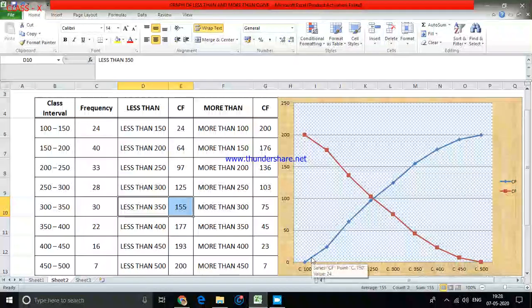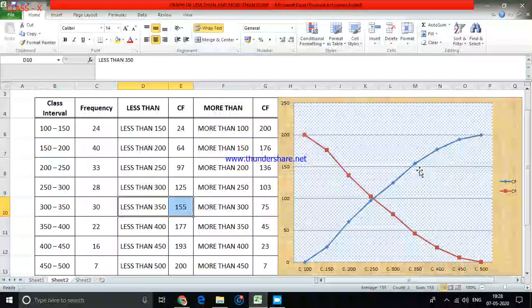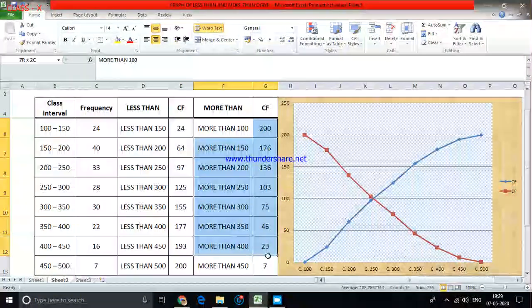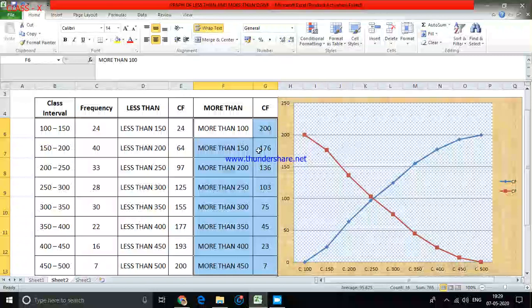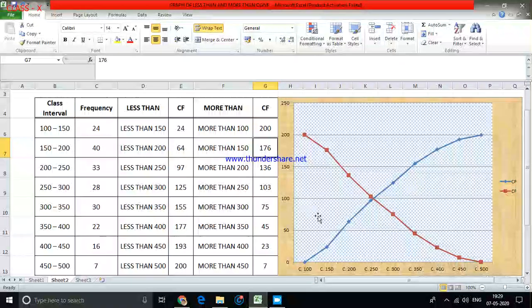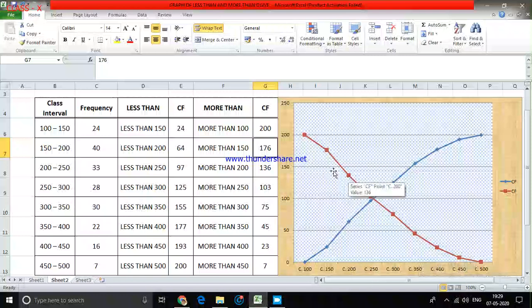So as you do in the less than type, just represent on the x-axis the less than points. In more than type, you represent these values: 100, 200, 150, 176, 200, 136. So 100 comma 200 is the first point. The second point is 150 comma 176. The third point is 200 comma 136. So the x-axis is 200 and the y-axis here is 136, somewhere here.